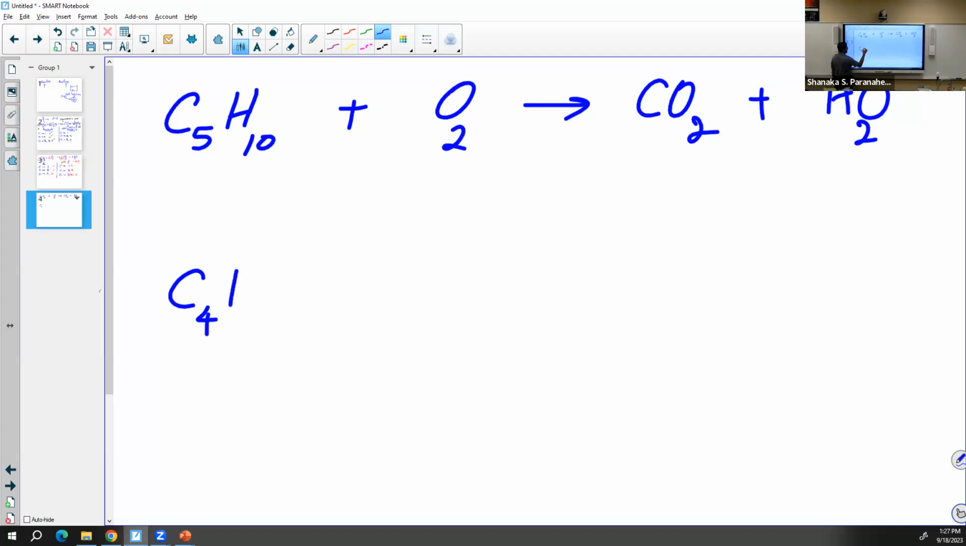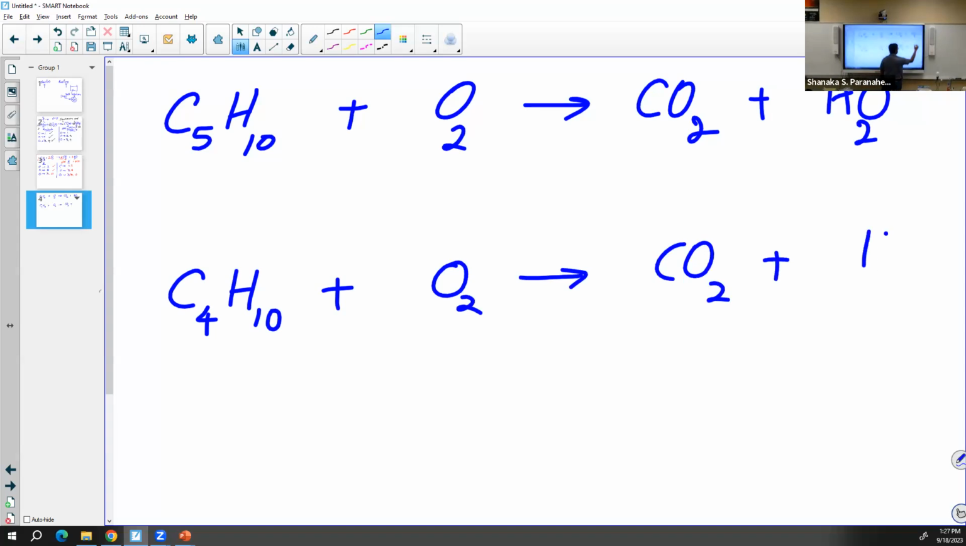C4H10 plus oxygen gives carbon dioxide and water. So I'll give you a few minutes to try those 2 questions. The second one is difficult. Let me see. Let's change this into 12. That's C5H12. I changed the first one, so the number of hydrogen is 12.